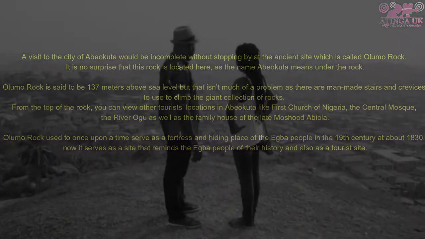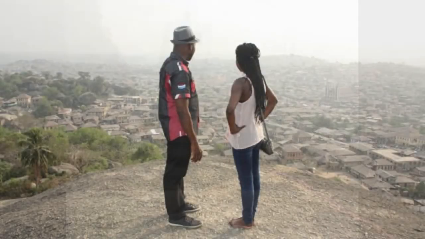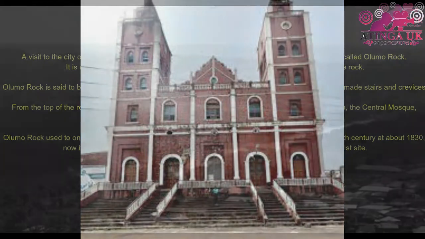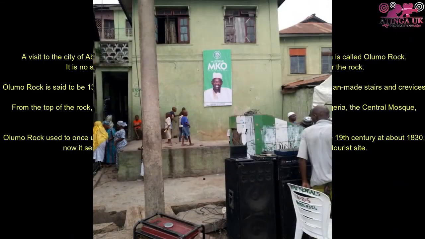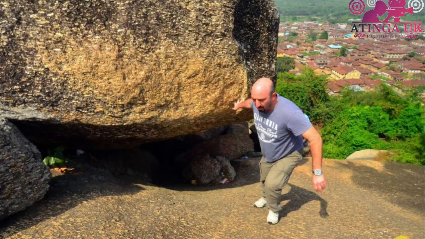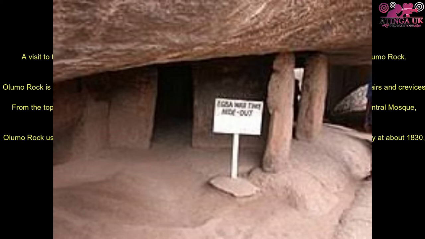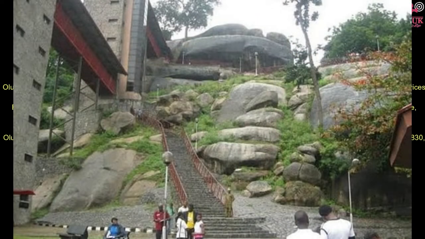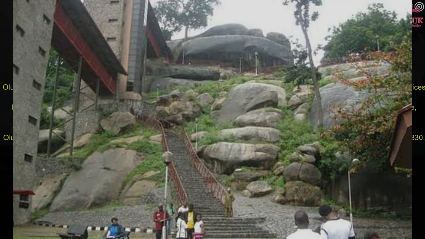From the top of the rock, you can view other tourist locations in Abeokuta like the First Church of Nigeria, the Central Mosque, the River Ogun, as well as the family house of the late Mashood Abiola. Olumo Rock used to once upon a time serve as a fortress and hiding place of the Egba people in the 19th century, at about 1830. Now it serves as a site that reminds the Egba people of their history and also as a tourist site.